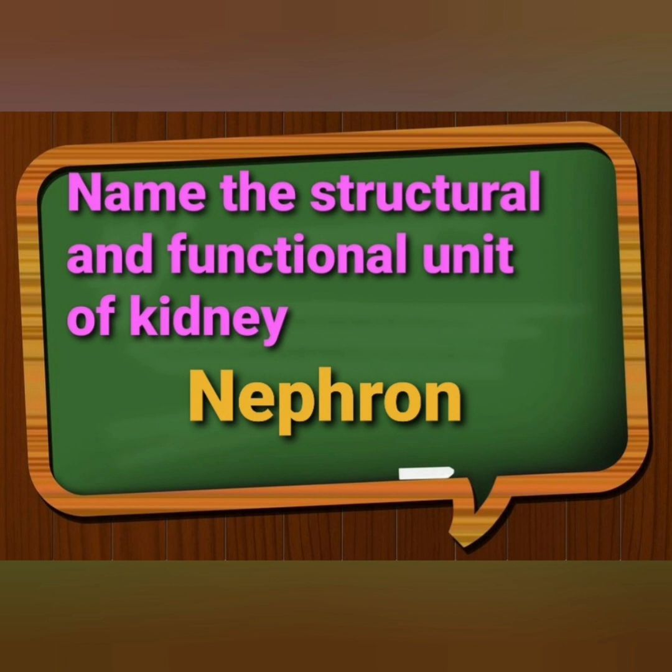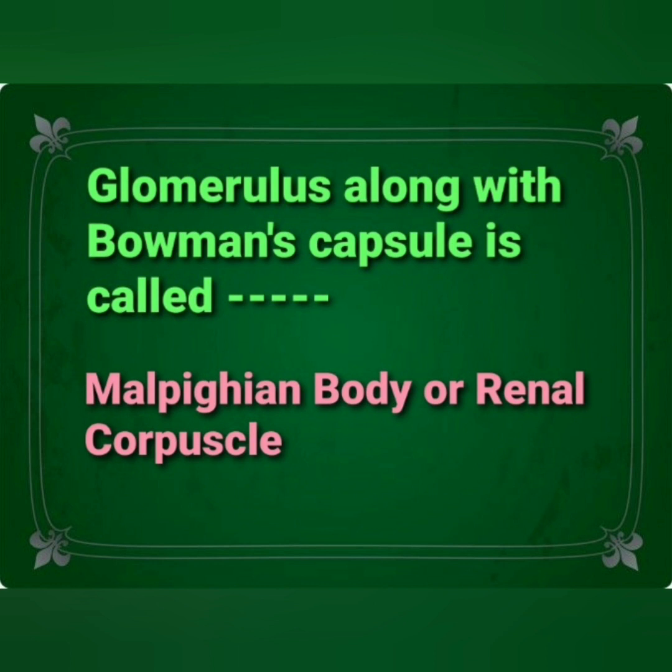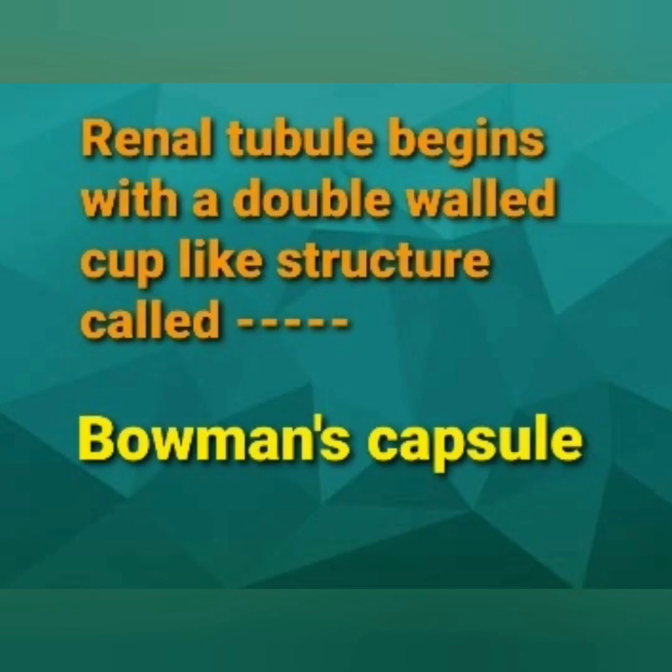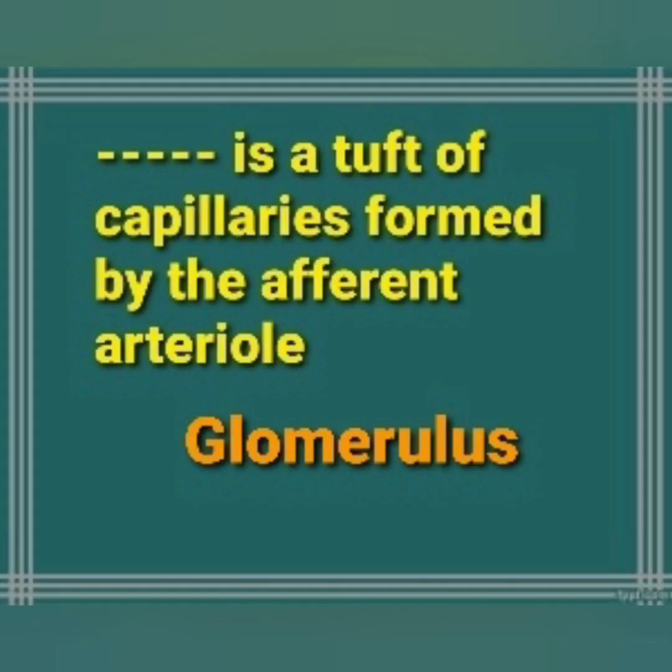Name the structural and functional unit of kidney. The answer is nephron. Glomerulus along with Bowman's capsule is called dash. The answer is Malpighian body or renal corpuscle. Renal tubule begins with a double-walled cup-like structure called dash. The answer is Bowman's capsule.